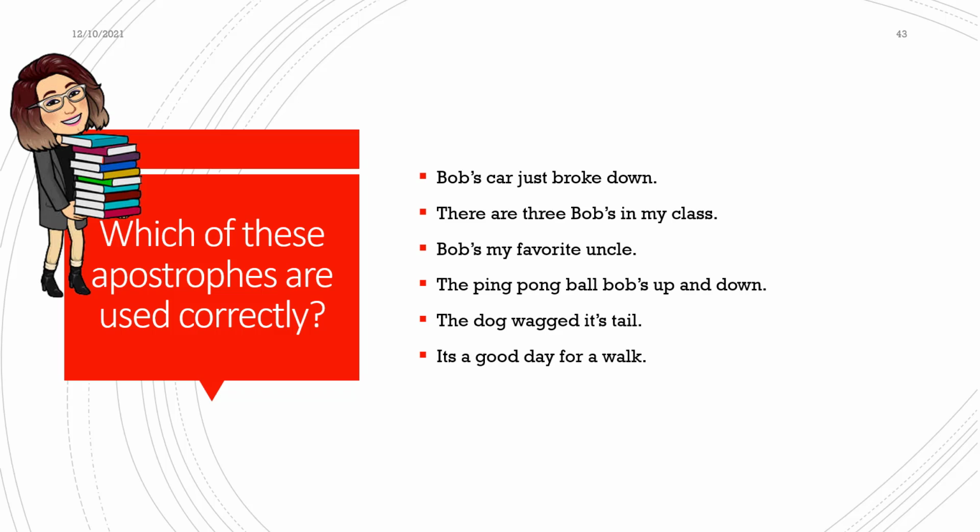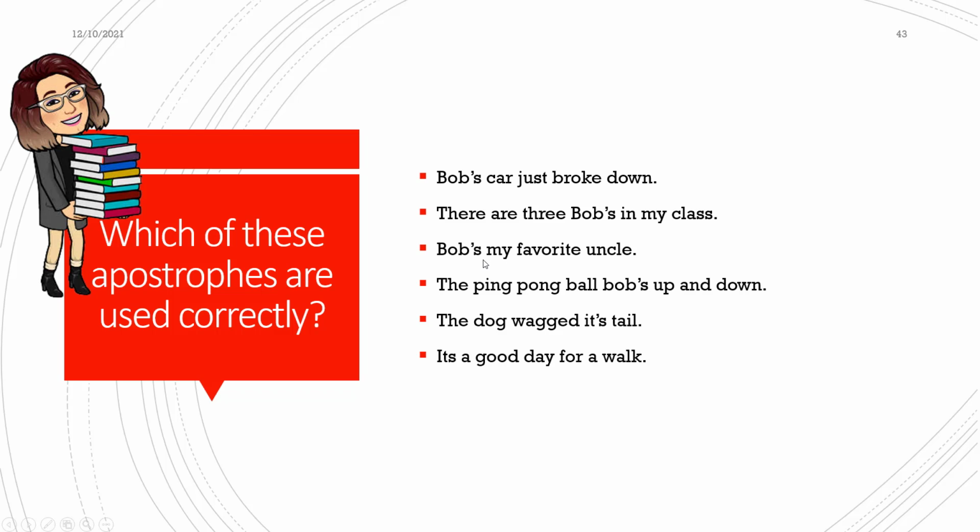Yeah, it's this one. Bob's car just broke down. So when we use an apostrophe, we are showing possession. So whose car is it? It's Bob's car. And then here, there are 3 Bobs in my class. If you have a plural noun, you don't need an apostrophe. And then here, it's also correct.